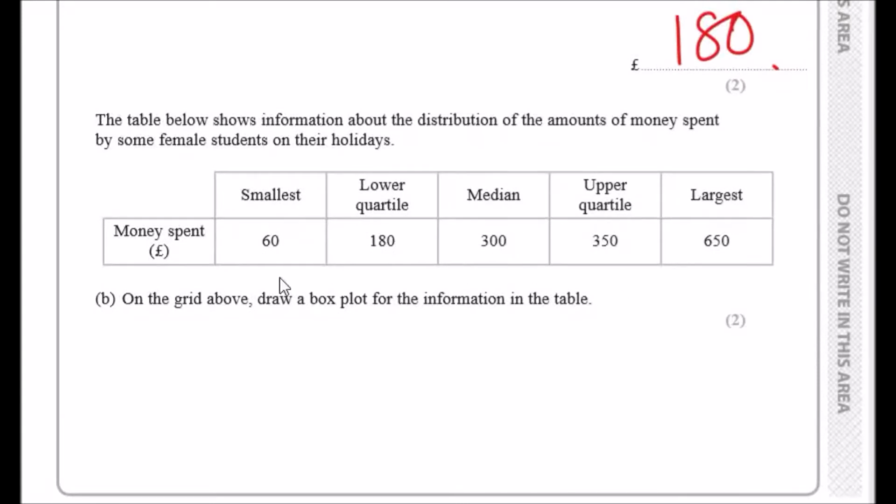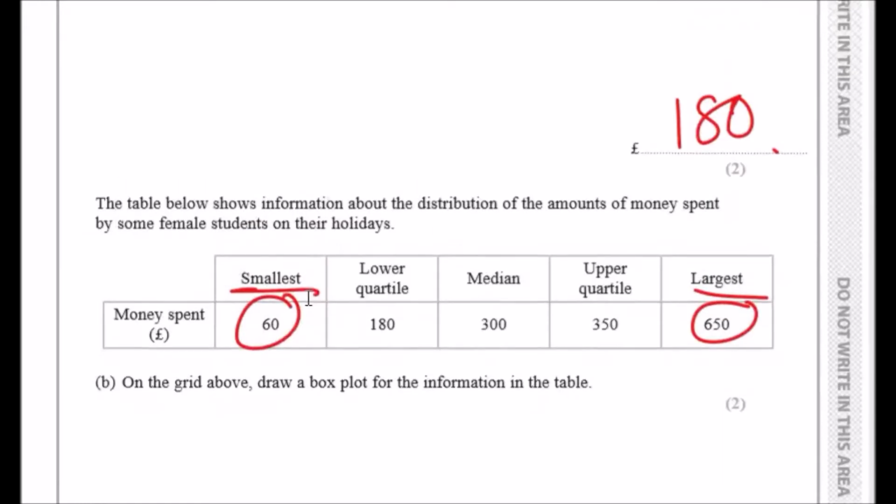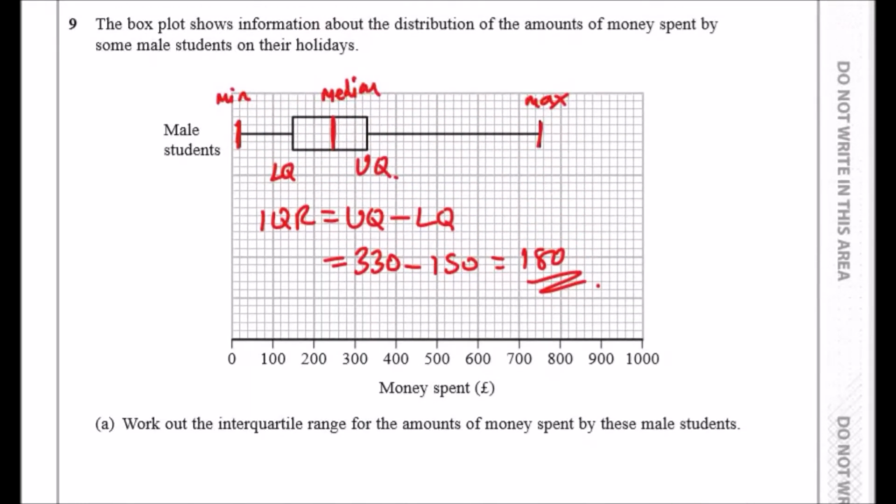Okay, so first things first, draw the ranges. So we've got the smallest, the minimum value, which is 60, and the maximum, which is 650. So this one's quite relaxing. I had to, let me just get rid of all of this.